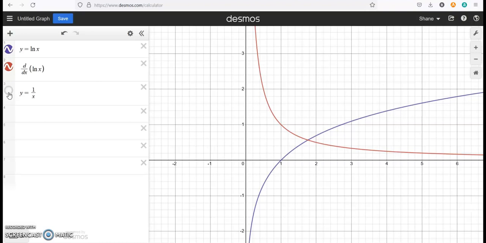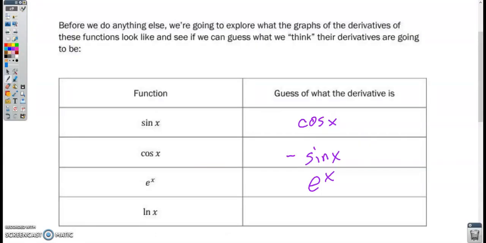And so the derivative of this is 1 over x, but x has to be greater than 0. So my derivative here, I'm guessing, is 1 over x as long as x is greater than 0. Okay, so there are my guesses for what the derivatives of all those functions are.